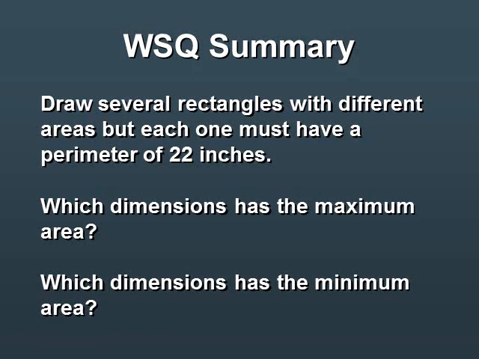Here's what we're going to do instead. On this whisk summary, you're going to draw several rectangles with different areas, but each one has to have a perimeter of 22 inches. That is non-negotiable. After you make a few rectangles, I want you to find out which dimension has the maximum area. And remember, you might need fractions here. It might be a half of an inch or a quarter of an inch. I want you to be creative here to find what is the maximum area. And then I want you to also find what has the minimum area. Go ahead and submit this to me via email, and I will see you in class.